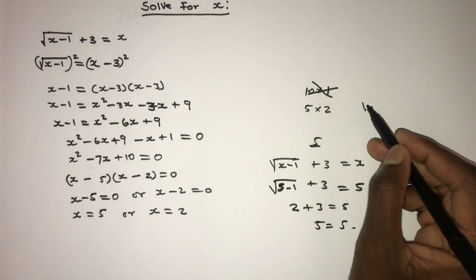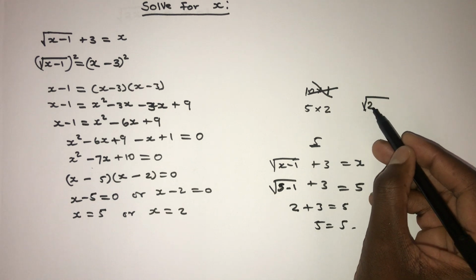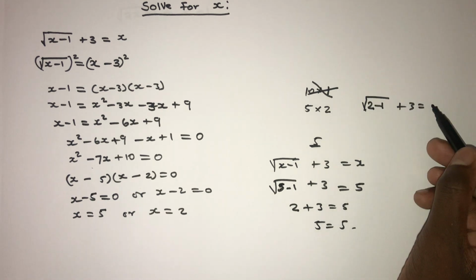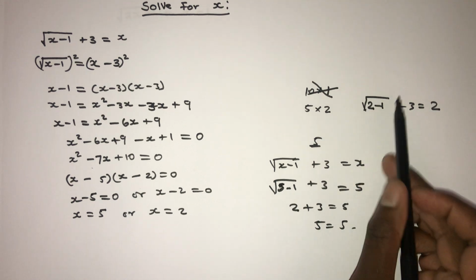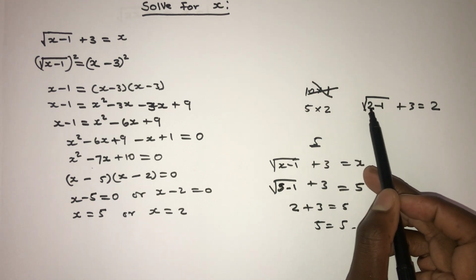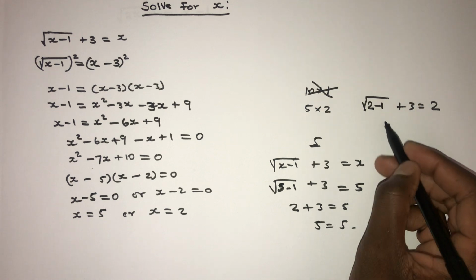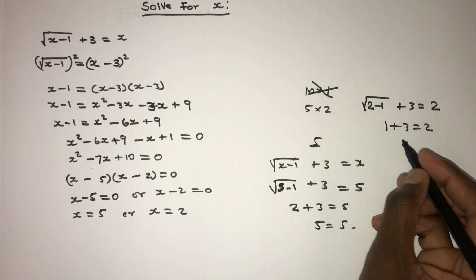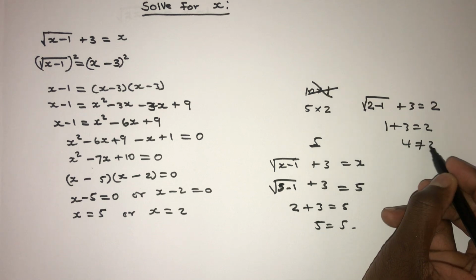Now in the square root, where there is x, we put 2: the square root of 2 minus 1 plus 3 is equal to x, which is 2. So 2 minus 1 is 1. The square root of 1 plus 3 is equal to 2. So 1 plus 3 is equal to 4, and 4 is not equal to 2.